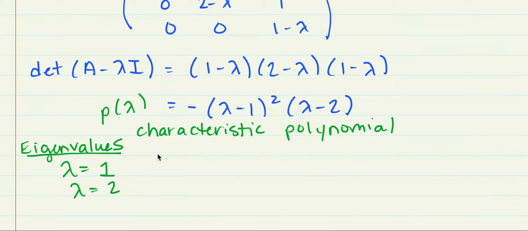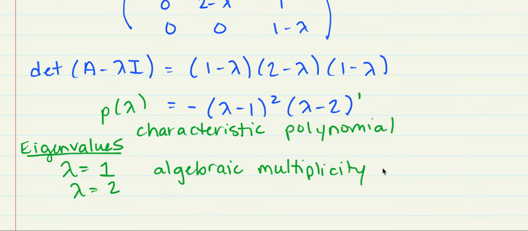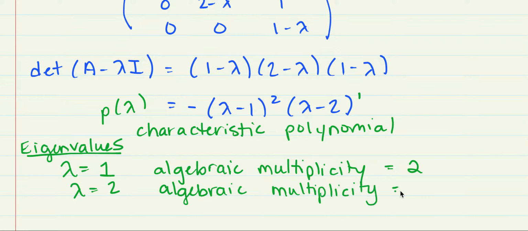Okay, and let's figure out what the algebraic multiplicity is. Remember that the algebraic multiplicity is just the power here and here, which the power here is 1. So the algebraic multiplicity for lambda is 1 is equal to 2, and the algebraic multiplicity for lambda is 2 is 1.